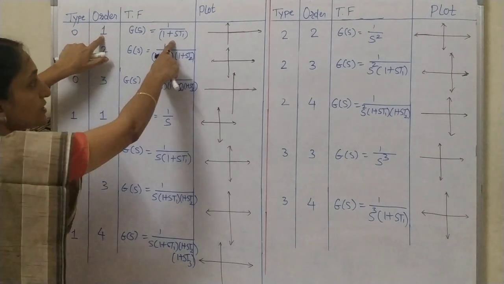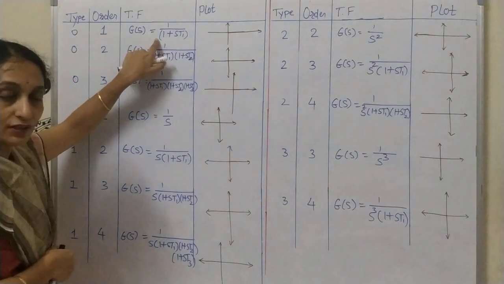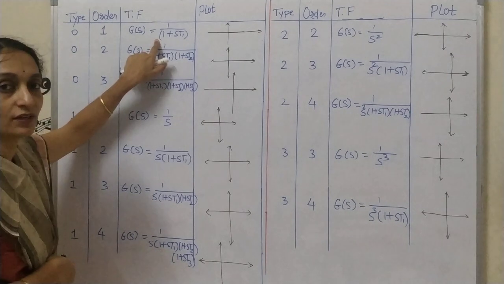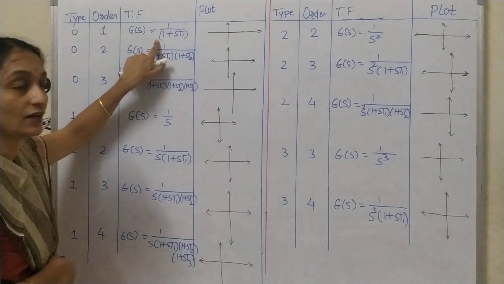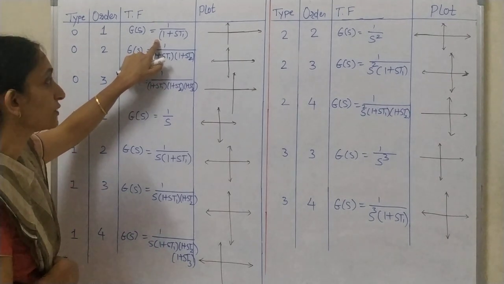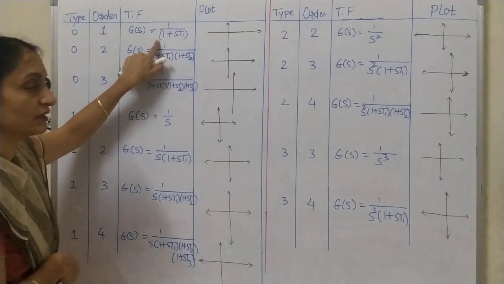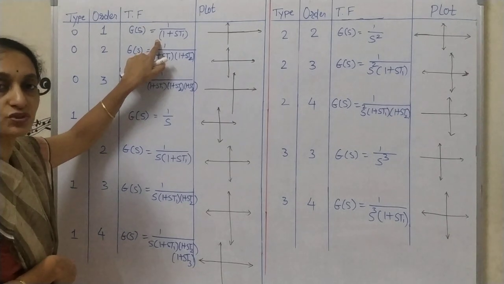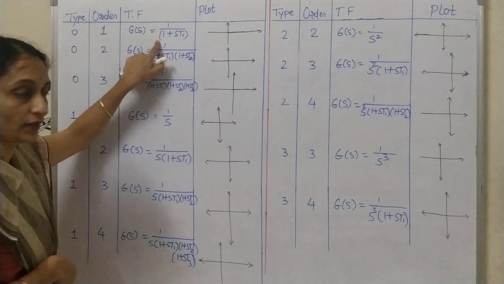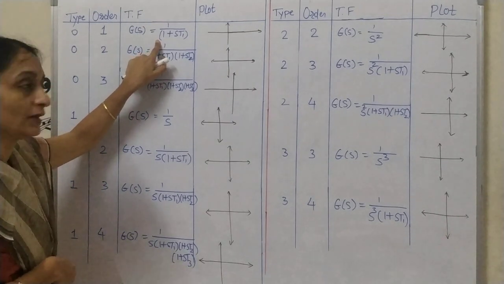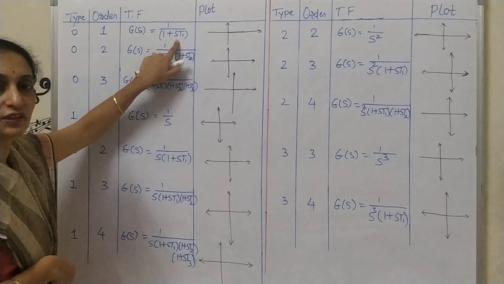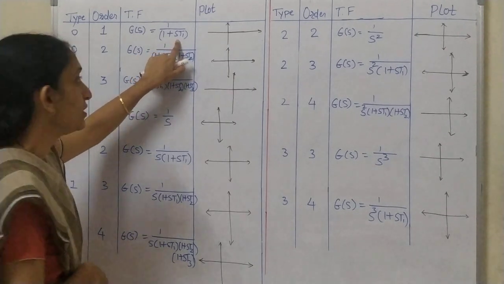Type 0 means, you can check that in the previous numerical I have solved this numerical with 1 upon 1 plus sT1. So in that we know how we got the polar plot. Here you can check that in this transfer function no pole is at origin, so this will be type 0. And what will be the highest power of s in denominator? That is 1.